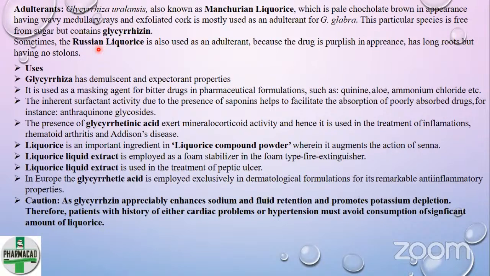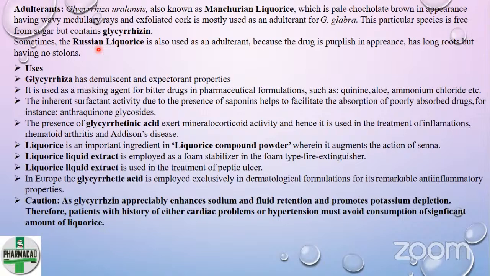Okay, so for heavily bitter drugs like quinine, ammonium chloride, aloe, etc., who will do the taste masking? Glycoside. Then it also has surfactant activity due to the presence of saponins. So it will help to facilitate the absorption of poorly absorbed drugs, for instance, anthraquinone glycoside. Then the presence of glycyrrhetinic acid will exert mineralocorticoid activity.